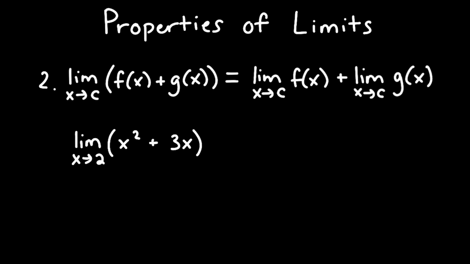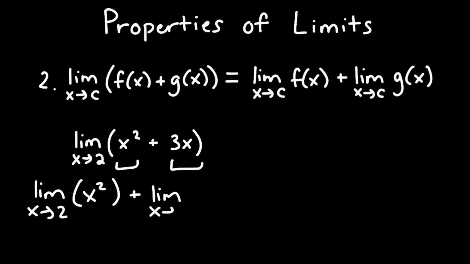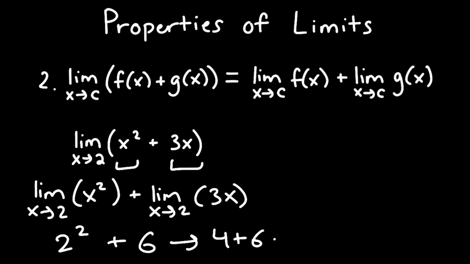Now, for this example, we're going to do the limit as x approaches 2 of x squared plus 3x. And in this case, our two functions are x squared and 3x. So we can break this into two limits, again, keeping the parameter as 2 for both. And because there's a plus sign here, we're going to put a plus sign between the limits. So if we use the plug-in method, we will get 2 squared plus 6, which becomes 4 plus 6, which becomes 10.